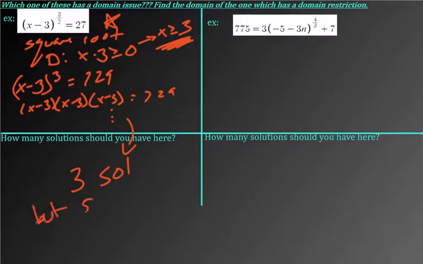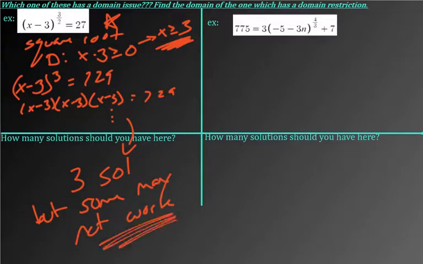But some may not work because of that whole domain restriction, all right? And so if you were solving one like this, you would basically need to do all this out and then check your answers, because anything that's not greater than or equal to 3 won't work to solve the equation, right?